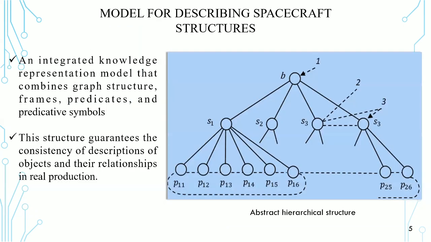That is why we propose an integrated knowledge representation model that combines all the structures, that's the semantic structure, frames, predicates, and predicative symbols. And this structure should guarantee the consistency of descriptions of the objects and their relationships in real production. And this abstract hierarchical structure is presented on the slide.